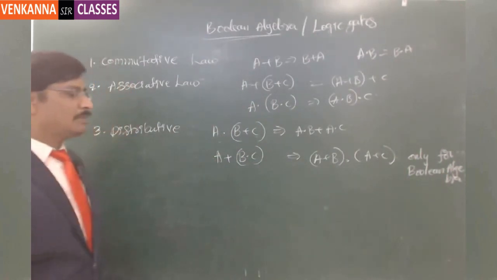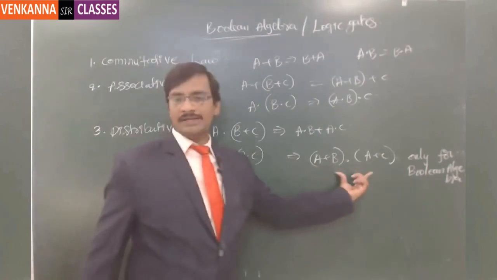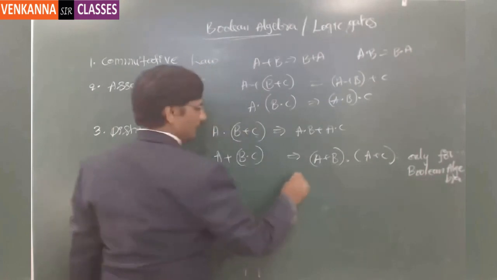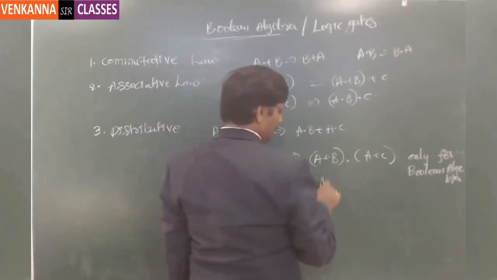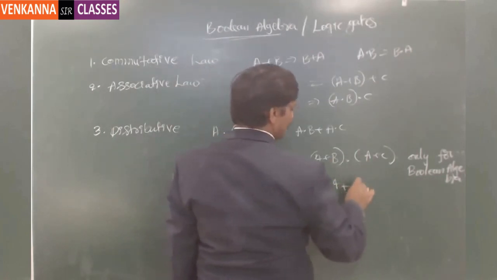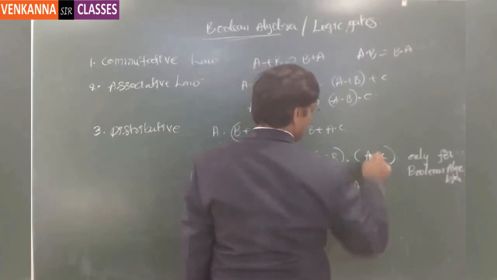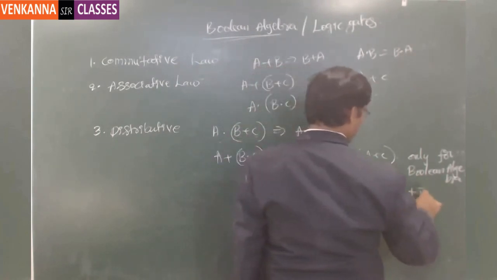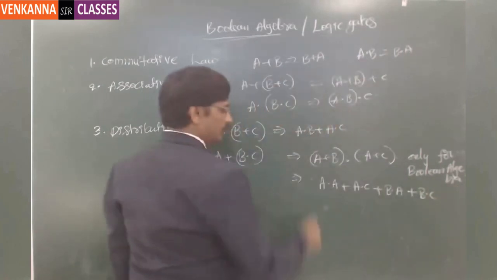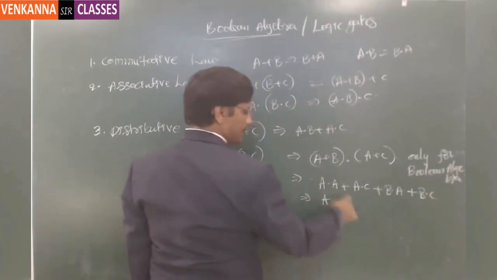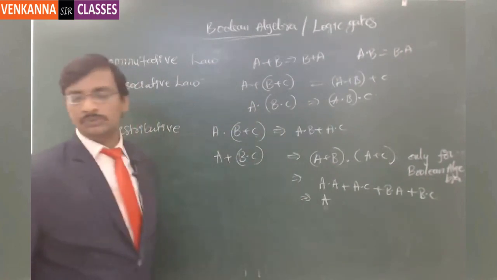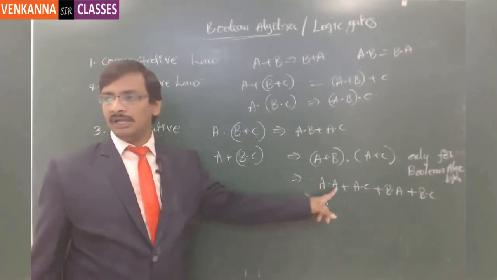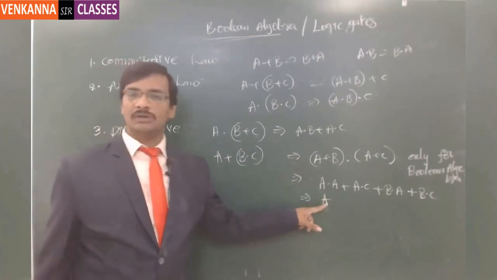So now actually let me prove this. I take the right side and then try to prove this. If I multiply these two, this is going to be a dot a plus a dot c plus b dot a plus b dot c. Now here a dot a is a. This is the identity rule, so I have to discuss that also. As per the identity law, a dot a will always result in a.